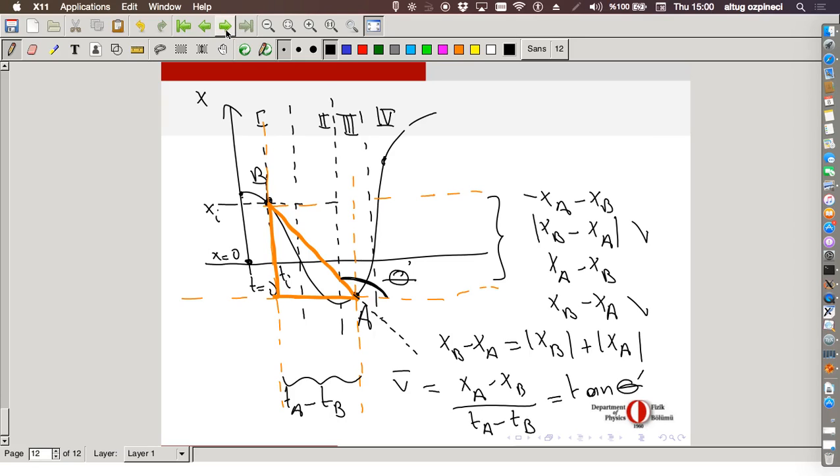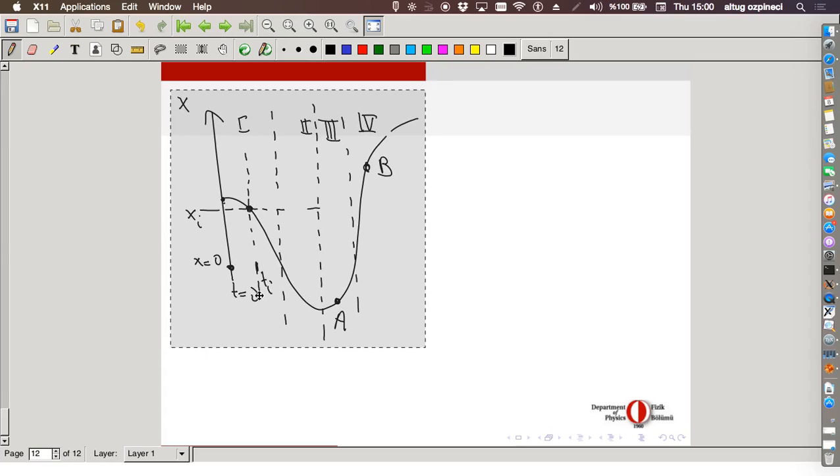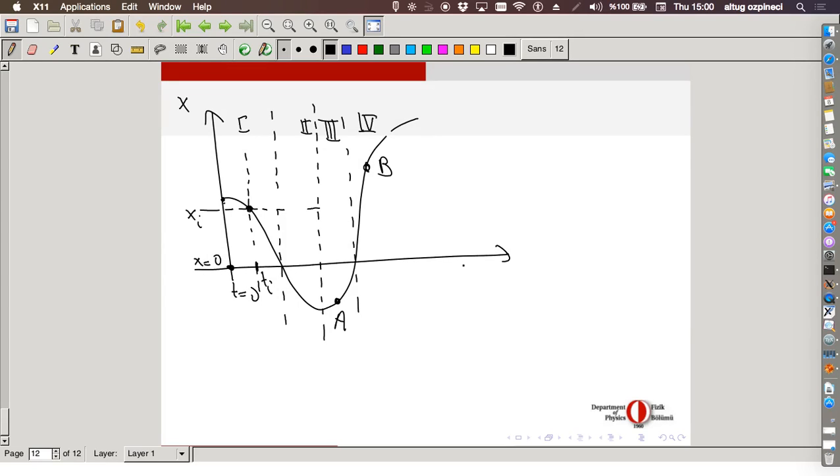So let me plot it again. If you choose this point B, not over there, but very close to the point A, and if you draw the line that goes through both of them, this is very close to, almost, the tangent to the line. This is just a geometrical way of interpreting the instantaneous velocity and the average velocity. Now, any questions on these?